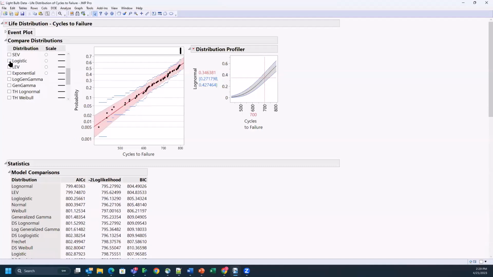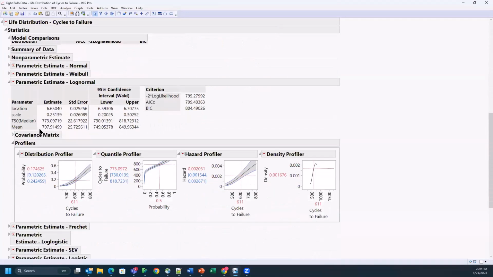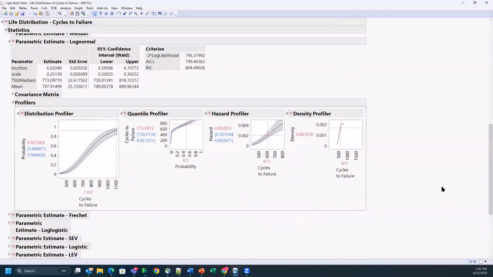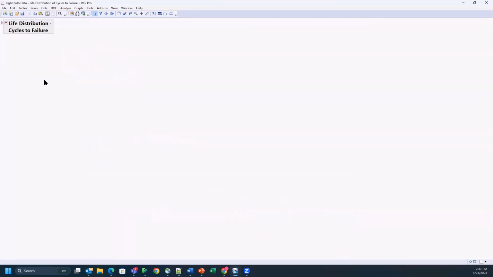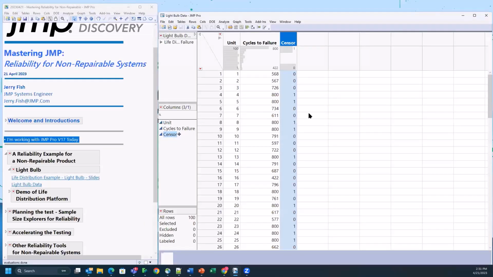And once you specify one, let's say we specified log normal up here, you'll get the log normal report down here with all of your distribution profilers. Let me show you real quickly the sample size explorers and just tell you a little bit about what they do. And then we'll spend a couple of minutes on accelerated life testing.